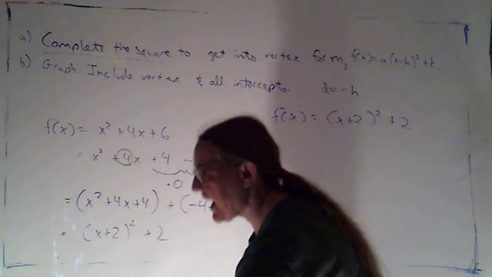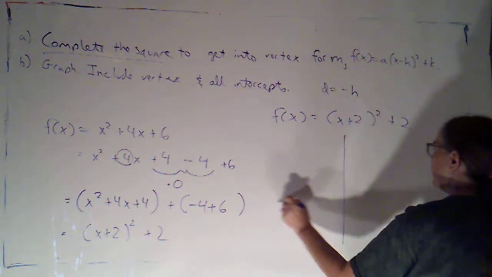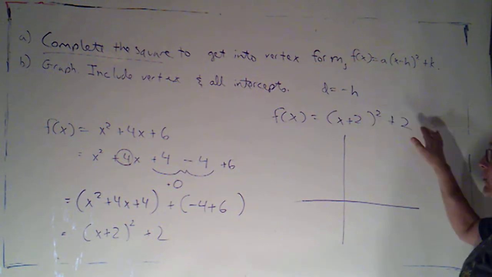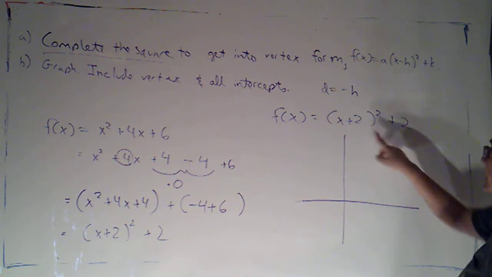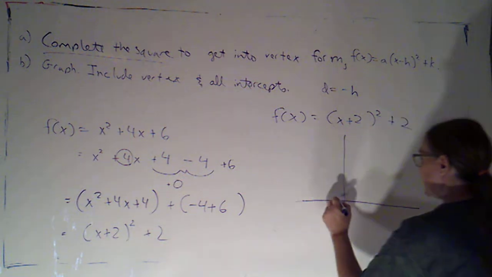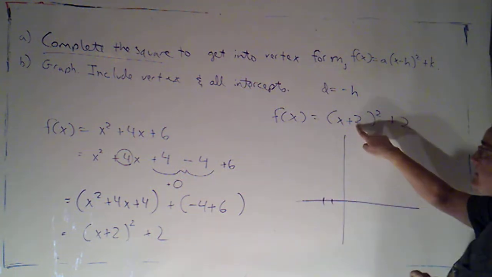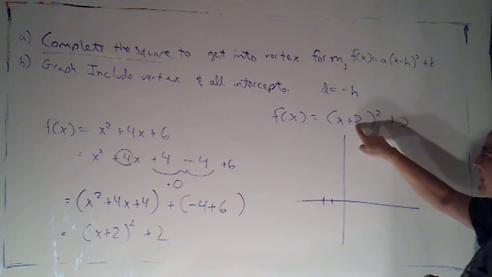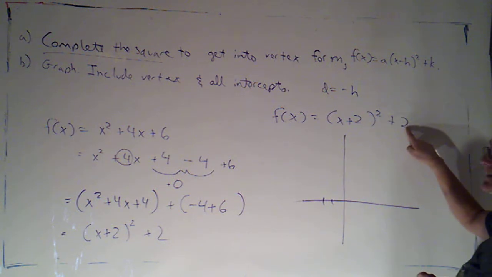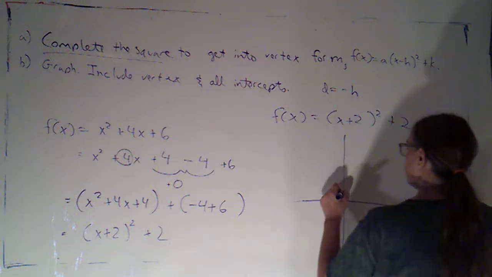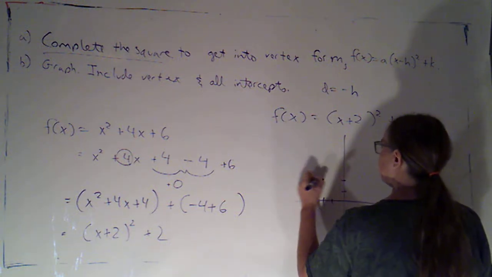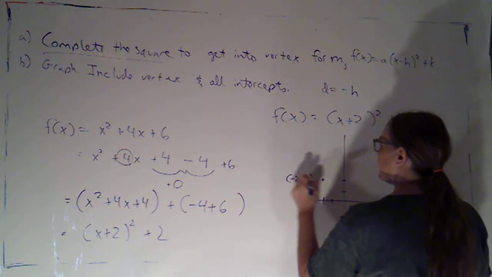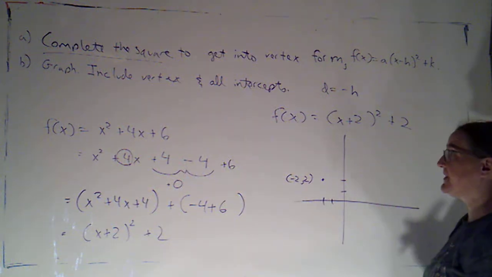Excellent. So let's graph that. Now, I can pick out what the vertex is from here. I'm adding 2 to x. That's the same as subtracting a negative 2. So the x value of the vertex would be a negative 2. And then we add 2 after we square, so the y value of the vertex is 2. So there's my vertex right there.